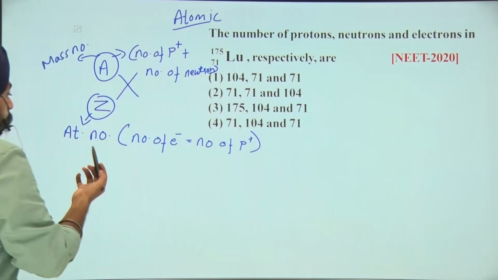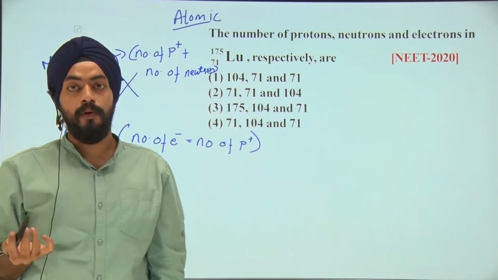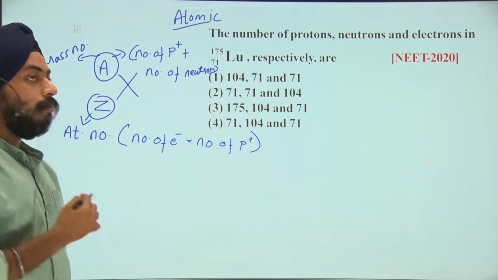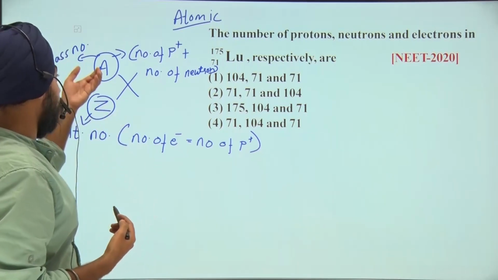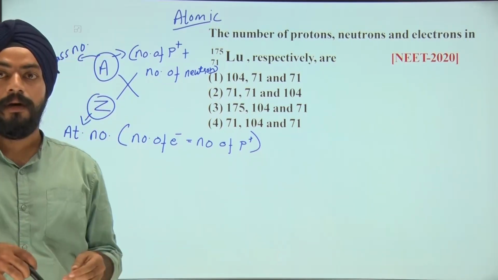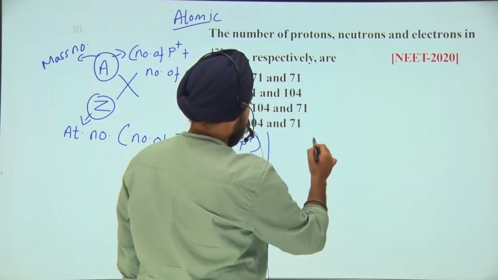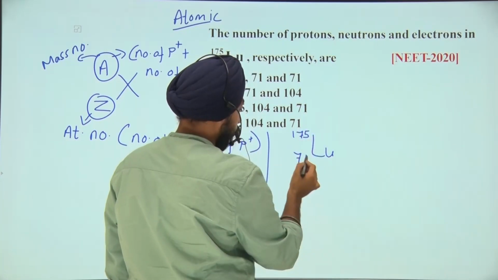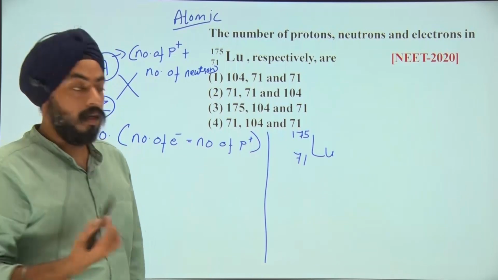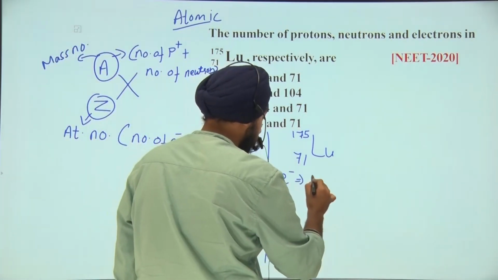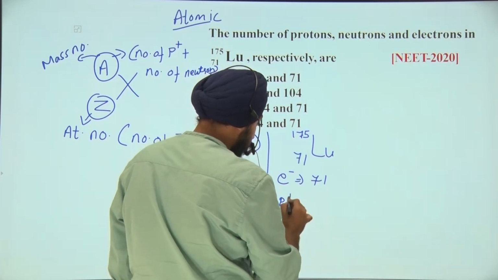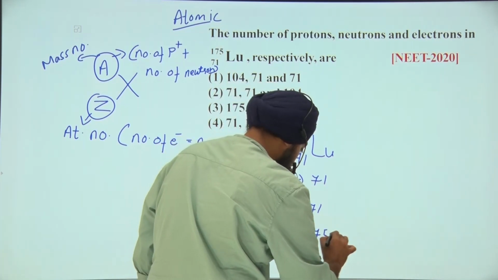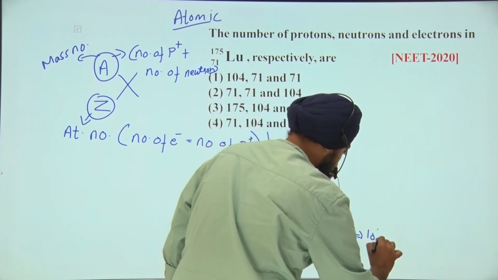Clear? So we can easily calculate the number of electron and number of proton by just looking at the atomic number of this particular element. Clear? And for calculating the number of neutrons in it, we will subtract atomic number from its mass number. So students, let's start. This is Lu 71, 175. So this 71 represents the number of electron and number of protons. So electrons will be equals to 71, protons will be equals to again 71, and neutrons will be equals to 175 minus 71. This will be equals to 104.